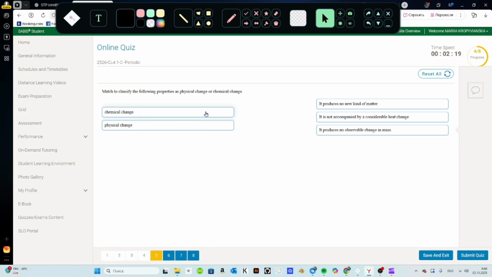Now, a chemical change produces no observable change in mass, same as a physical change. A chemical change is accompanied by considerable heat change, and a physical change produces no new kind of matter.